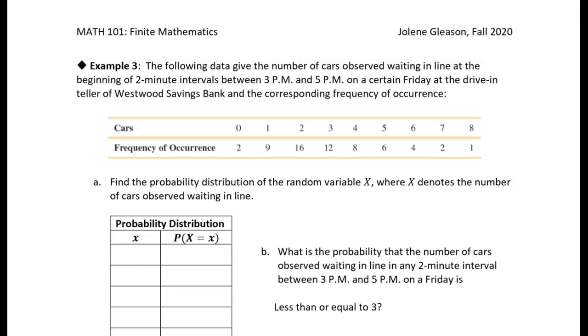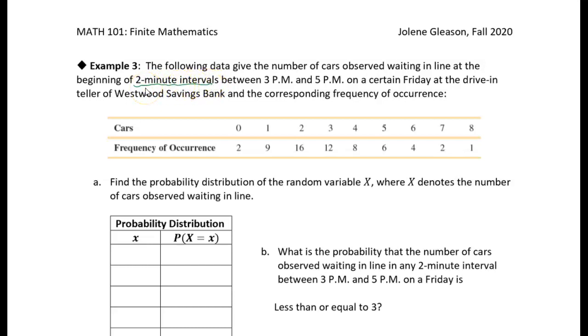All right, so example 3, we've got an experiment where somebody is recording data about the number of cars waiting in line on a Friday at the drive-in teller at the Westwood Savings Bank. Someone is out there and they've been told to write the number of cars that are waiting in line at 2-minute intervals. So they're going to write how many cars are in line.